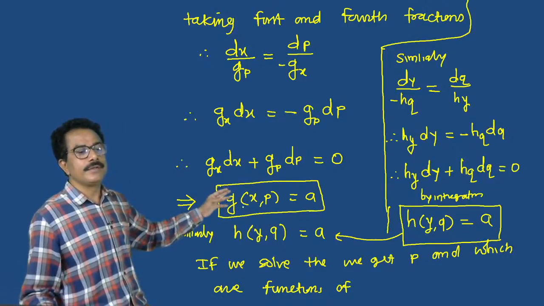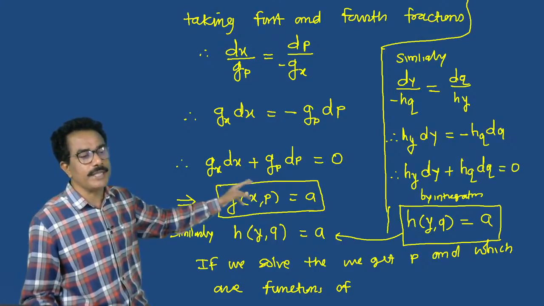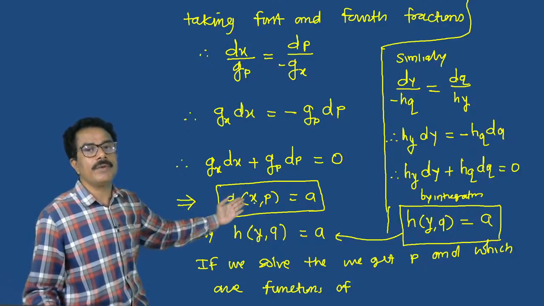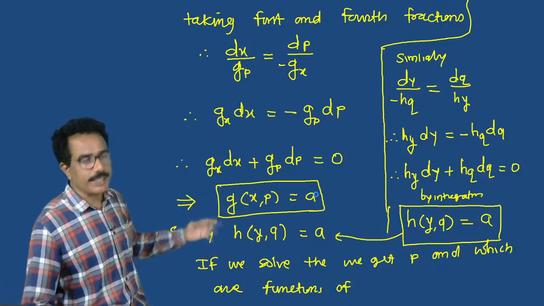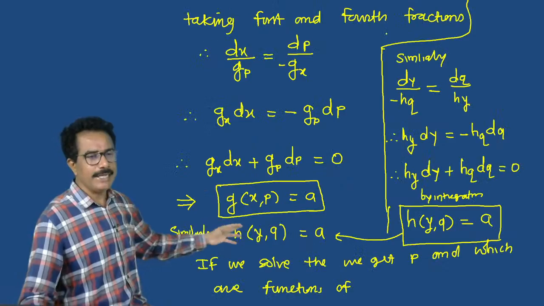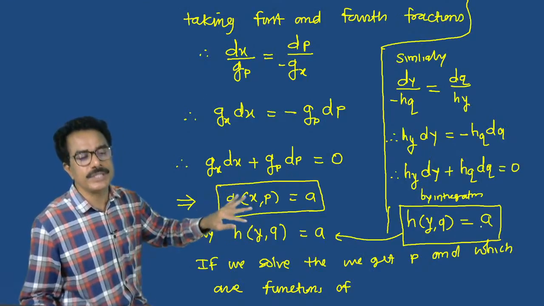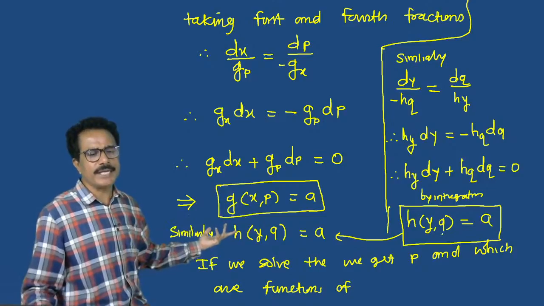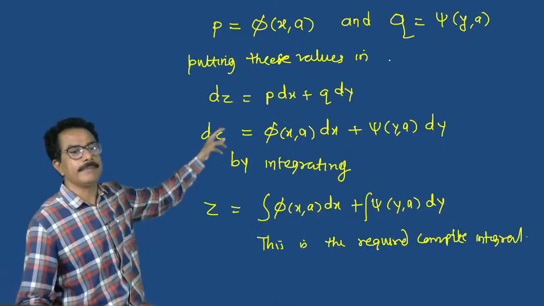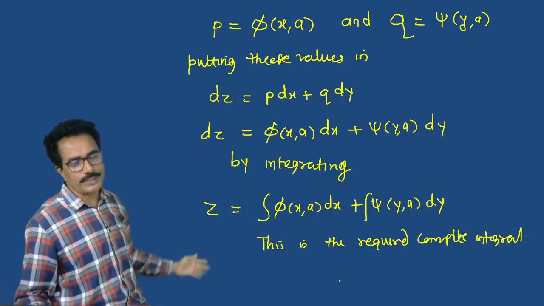Now if g is a function of x comma p which is equals to a, then we can calculate p in terms of x and a. So we can write p is equals to phi of x comma a. Similarly, if h is a function of y comma q which is equals to a, then definitely we can write q in terms of y comma a, that is psi of y comma a. Put in this equation and we can take the solution.